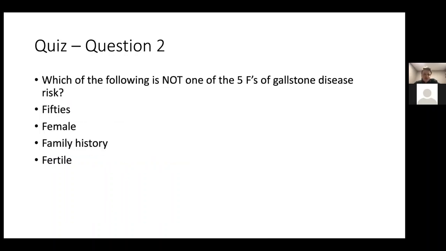So which of the following is not one of the 5 Fs of gallstone disease risk? 50s, female, family history, or fertile. So the answer is 50s. It's actually patients in their 40s which have the highest risk of gallstone disease.